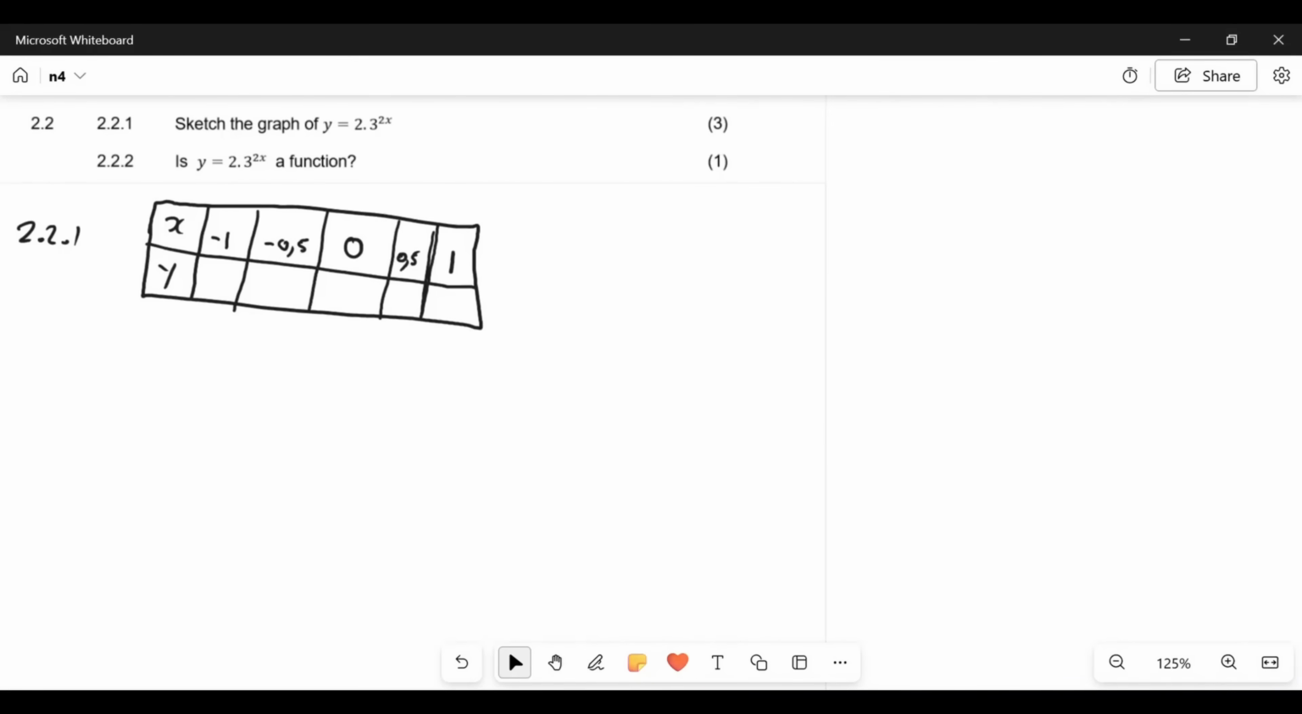So let's start. If x is -1, what is going to be our y? Now, if we work out our y there, it's going to be 0.2 there, right?